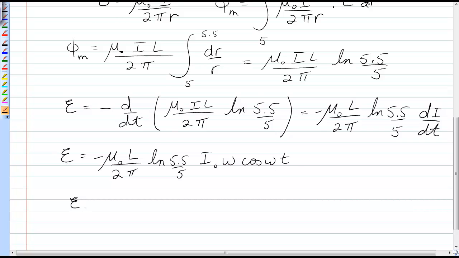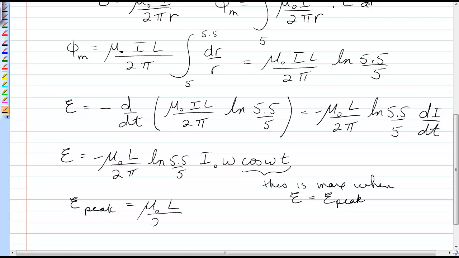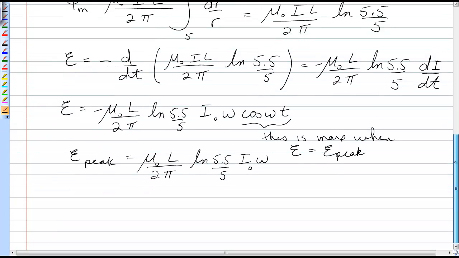In order to get the peak voltage, we have to take the cos to be the peak value. So this is maximum when the voltage equals the peak. Okay, so I can just let that be 1. Or in fact, I can let it be -1 and get rid of the negative, and it doesn't really matter. So we're left with the peak value is related to I naught omega. Okay, so we're trying to find L, so let's solve for L.